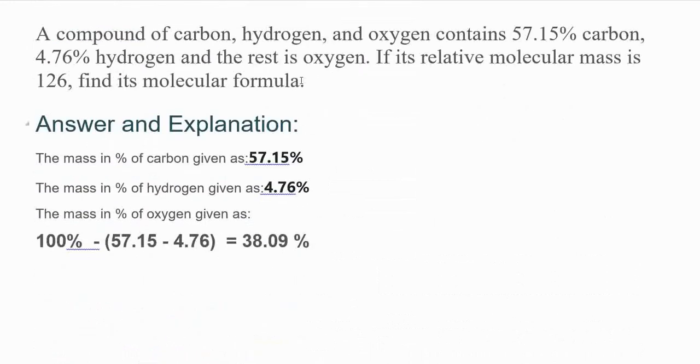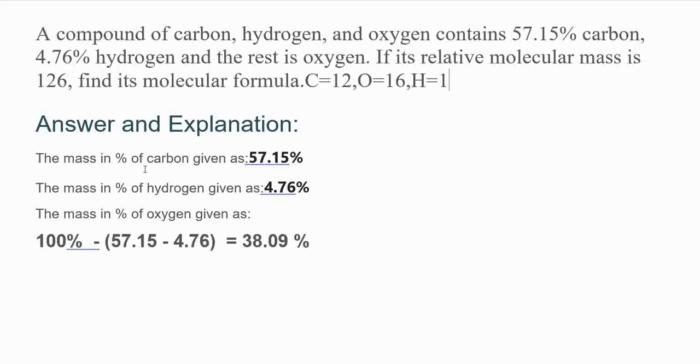A compound of carbon, hydrogen, and oxygen contains 57.1% carbon, 4.6% hydrogen, and the rest is oxygen. If its relative molecular mass is 126, find the molecular formula. So there, what is missing: carbon is equal to 12, oxygen equal to 16, and then the next one is hydrogen equal to 1.